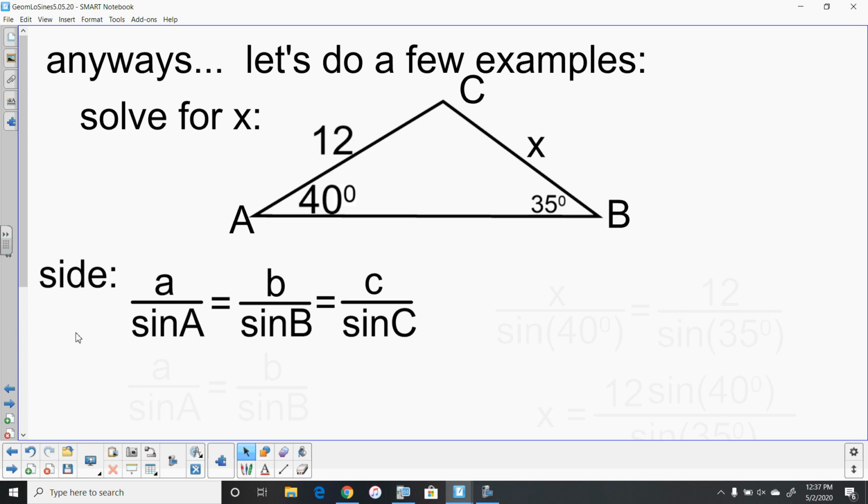Just so you know, we're never going to actually solve things with two sets of equal signs. You don't do that in math. This is just to show you how all the sides and their angles across from each other are related. So if we're going to solve for x, we're just going to use this little proportion here. And now I'm going to plug in everything we've got.